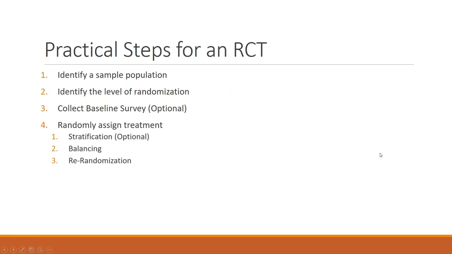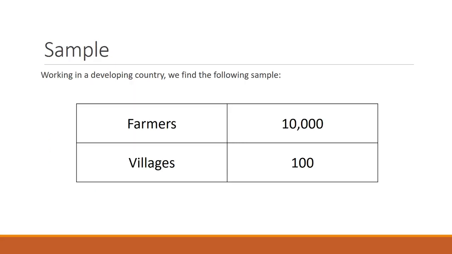Practical steps. First, we have to identify a sample population. Then we will determine the level of randomization. I'll talk about that in a minute. Collect the baseline survey, and then randomly assign the treatment. We're going to go through all these steps. Let's go. So let's say we're working in a developing country and we find the following sample. We have a sample population of 10,000 farmers, and they are from 100 villages. So we have a sample of 10,000 farmers from 100 villages.